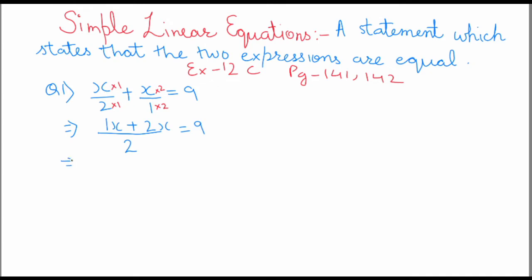This is 3 by 2 x is equal to 9. Now we will take this 3 by 2 to the other side. It is multiplied over here, so when we take it to the right hand side, it will be divided. And in a fraction, when something is divided, then we will take the reciprocal. So I am doing the same thing: multiply 2 by 3, I write the reciprocal.